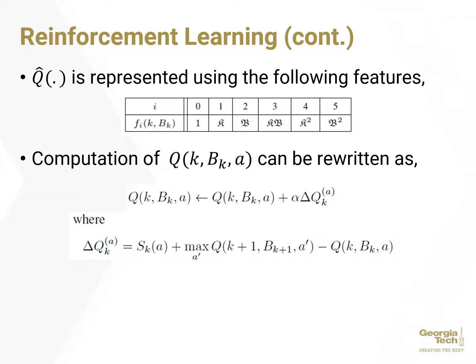The features are combination of the normalized battery level and the normalized decision interval index. For each action A, we represent Q using 6 features. Q can be rewritten in the form shown in the slide. We notice that the Q update rule is to move to convergence by reducing the magnitude of del Qk.